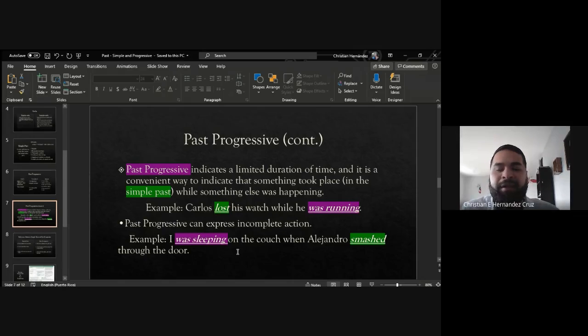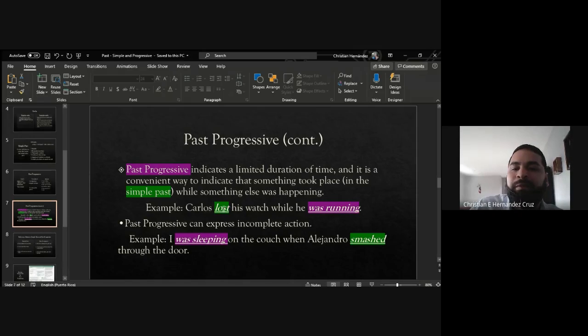If we take a look at the colors once again, of course, was sleeping would be the past progressive. If you look at the colors, this also indicates that. I was sleeping on the couch, which is one action. And then Alejandro smashed through the door. And if you notice something, both these sentences have these two verbs.